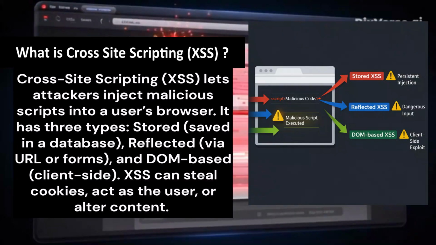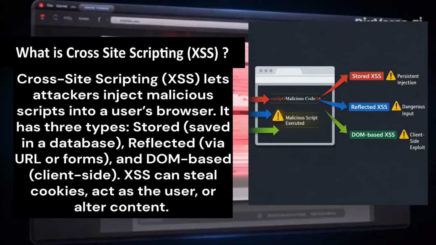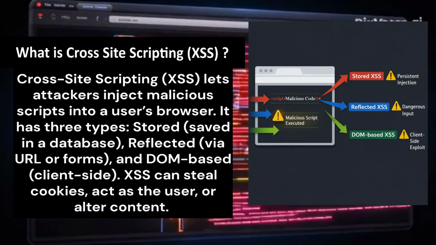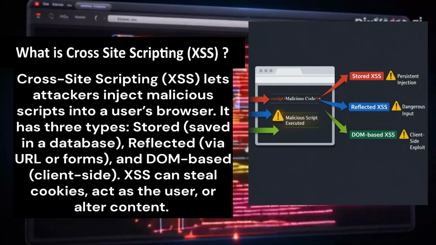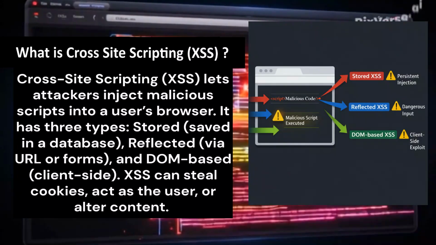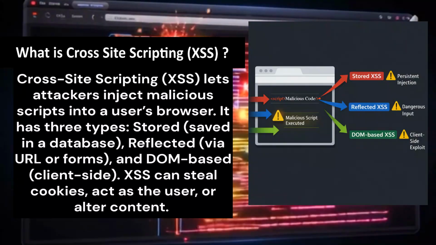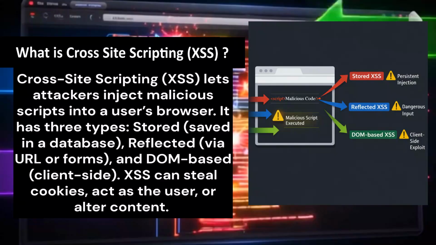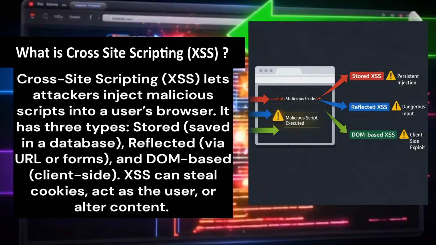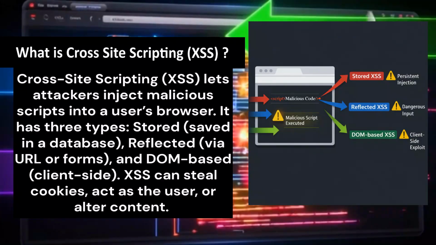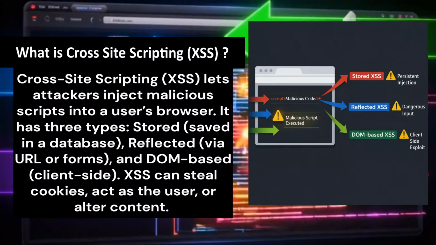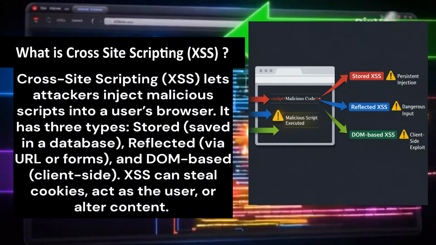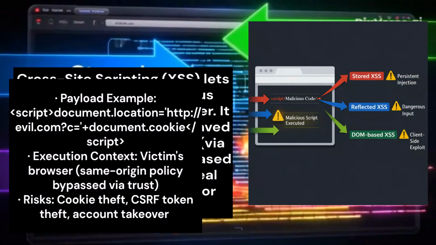What is cross-site scripting, XSS? Cross-site scripting, XSS, allows attackers to inject malicious scripts that execute in the context of a victim's browser. There are three main types: stored, which is persistent and in the database; reflected, via URL or form; and DOM-based, where client-side script modifies the DOM unsafely. Successful XSS can steal session cookies, perform actions as the user, or deface content.